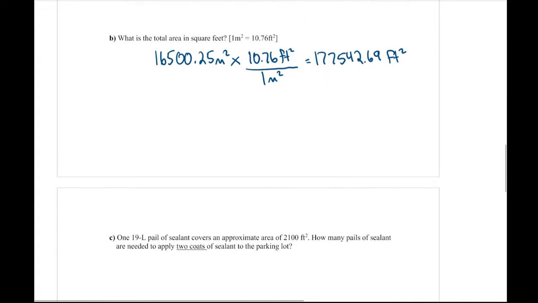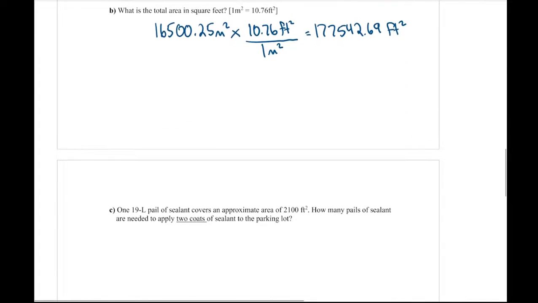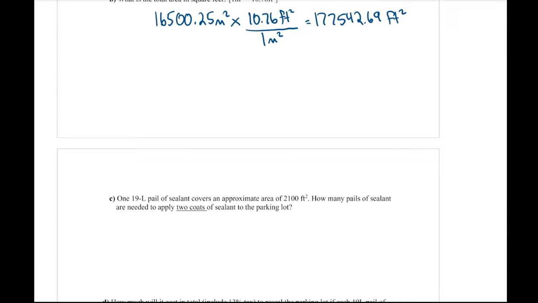So using that, now we can go into the next question, which is telling us that one 19-liter pail of sealant covers an approximate area of 2,100 square feet. How many pails of sealant are needed to apply 2 coats of sealant to the parking lot? So, what we're going to need to do is figure out how many cans of paint I need to do 2 coats. The key thing here is 2 coats.